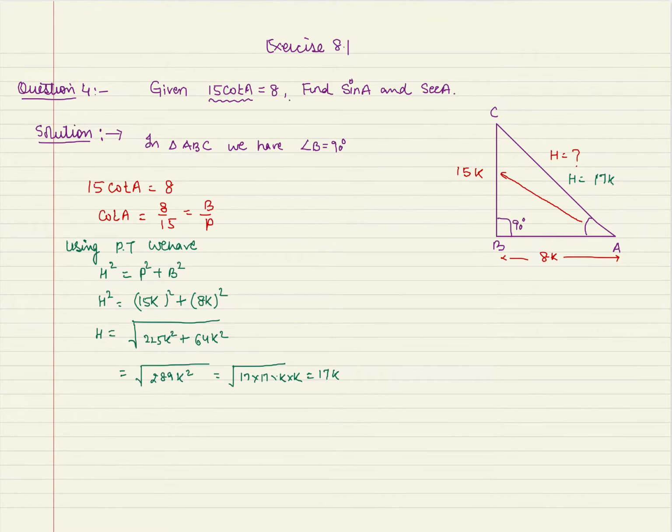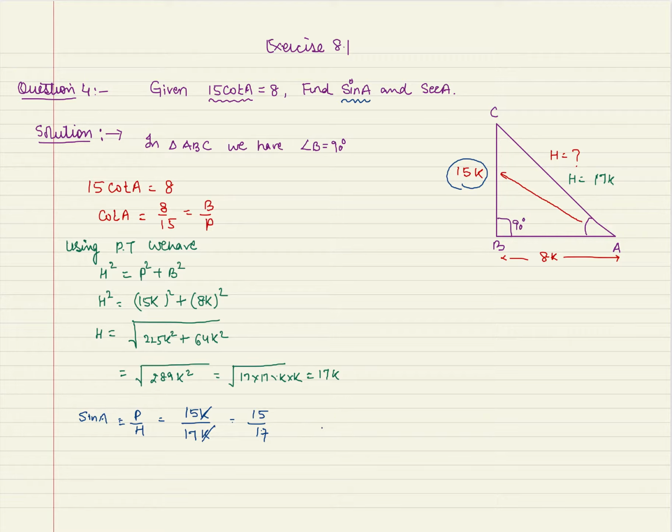Okay, so what is asked from you? Sine A. So sine A is equal to perpendicular upon hypotenuse. So now perpendicular part is this. For this triangle, this is 15k, 15 time k upon hypotenuse is 17 time k. So k is cancelled with k. This ratio is now 15 upon 17.